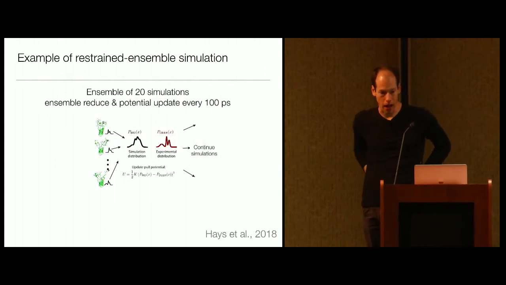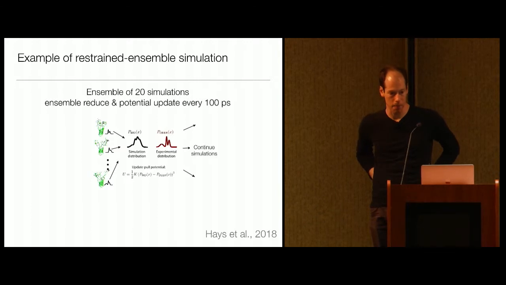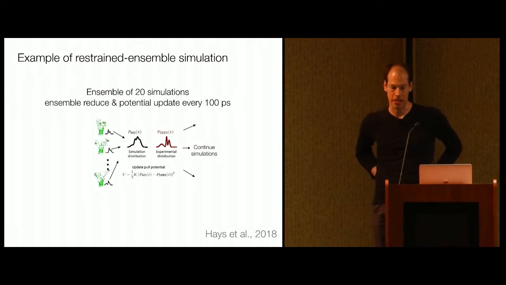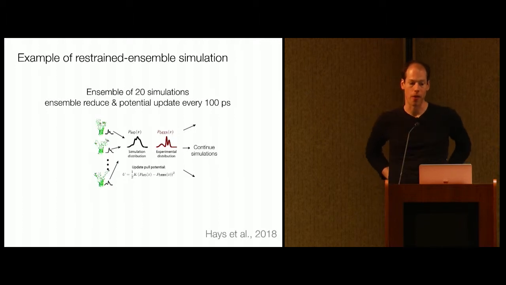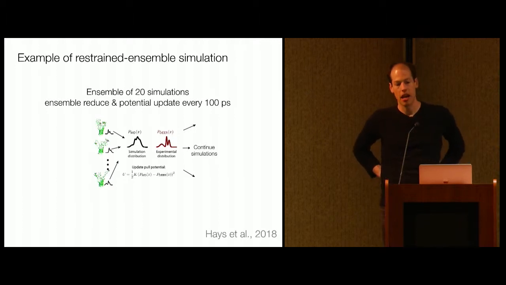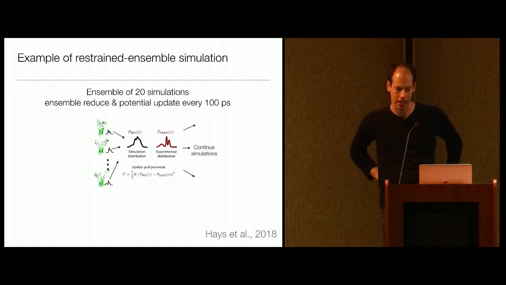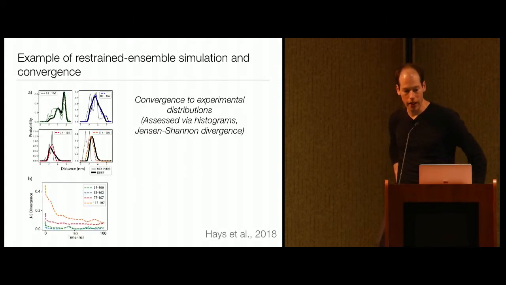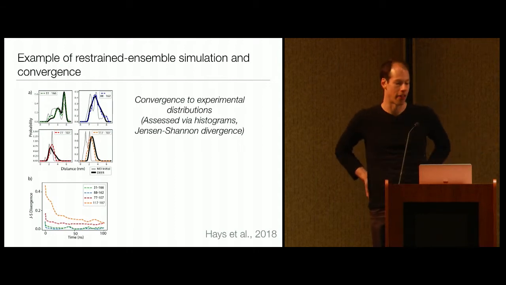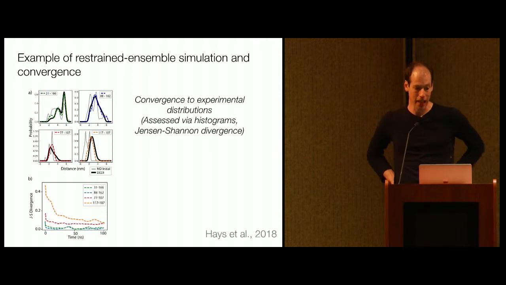So we've done this in a manuscript for a flexible bacterial outer membrane protein, where we ran an ensemble of 20 simulations, performing an ensemble reduce and potential update every 100 picoseconds. Run this for, depending on the needs, 100 or 200 nanoseconds, and get relatively rapid convergence, in this particular case, to the experimental distributions. I'm showing on the top in light gray the initial starting distributions at the beginning of this restrained ensemble simulation.